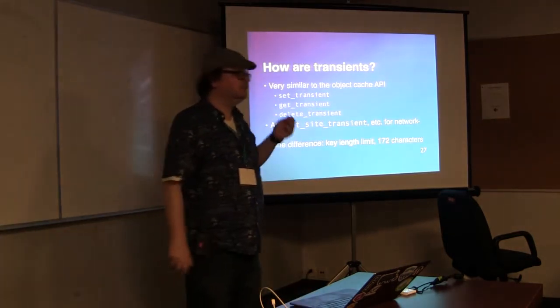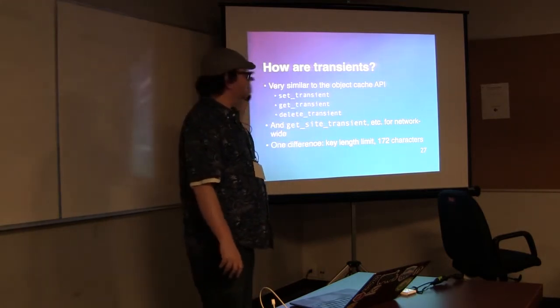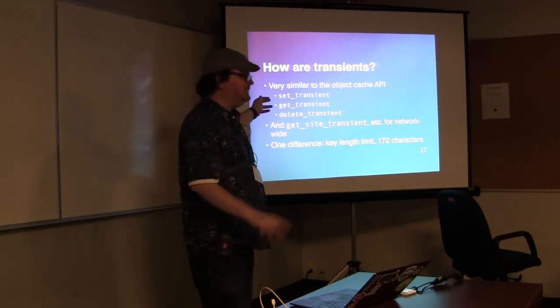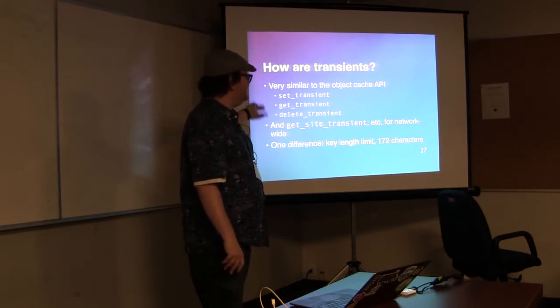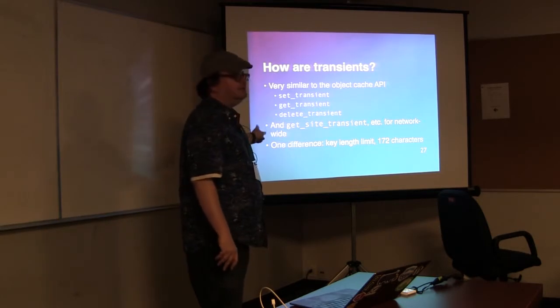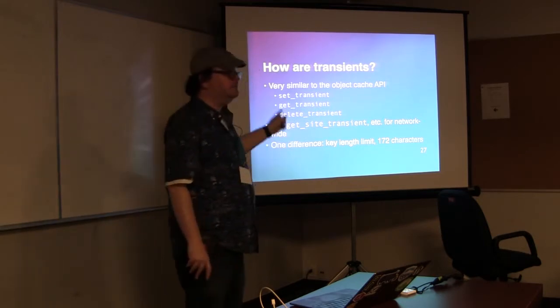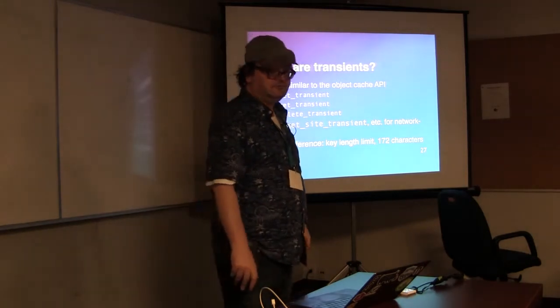How do they work? They're really, really similar to the Object Cache API. Set transient, get transient, delete transient. They don't have groups, they just have key names. If you want to do network-wide storage, there's a similar set of functions: get site transient, delete site transient, and so forth. One difference is that the key length for a transient is 172 characters.